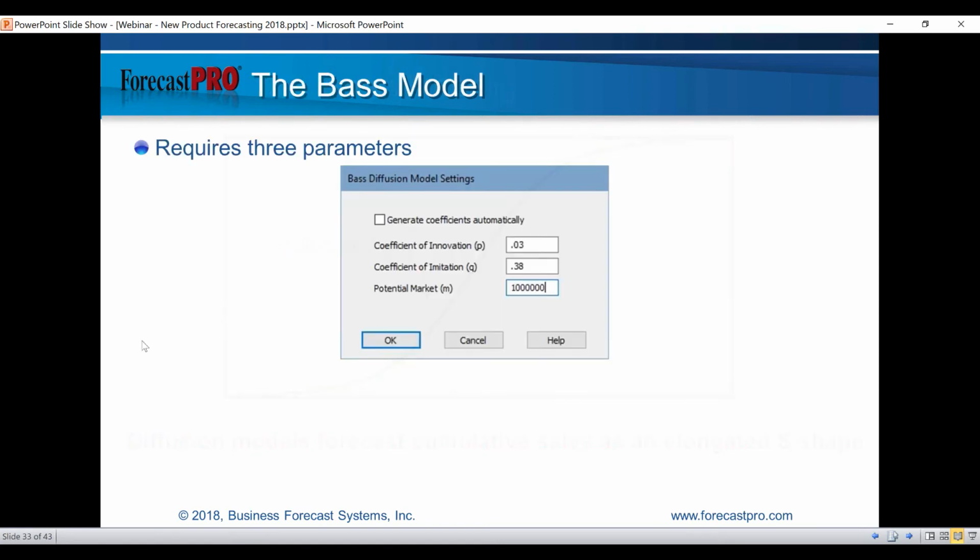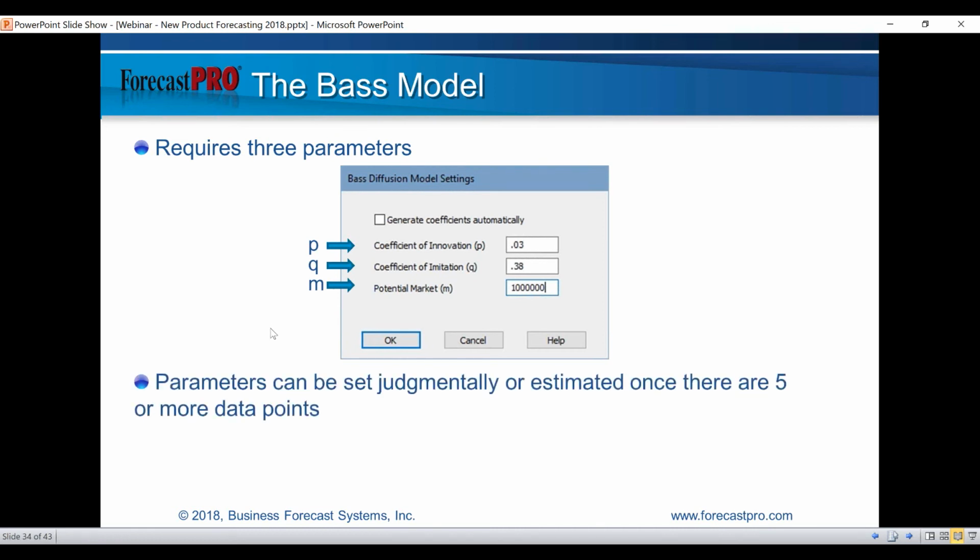To build the model requires 3 different coefficients. There's one we label P here. It's called the coefficient of innovation. This is the rate of new adoptions. So how eagerly are the early adopters adopting this? The other is a coefficient for the imitators. We call that Q. And again, it's how rapidly are people jumping on the bandwagon. And the third one, M, is the total market size. And again, this would be something prior to the launch we'd come up with through market research. In this example, I've got it set to 1 million units. So setting the P, Q, and M is required to build the model.